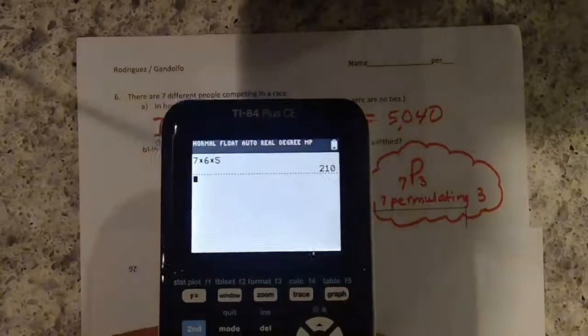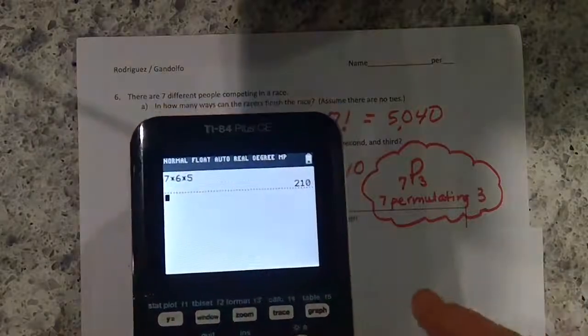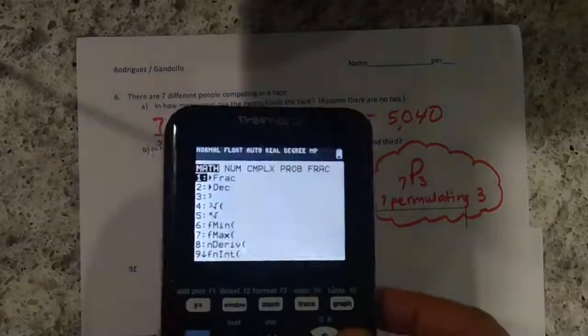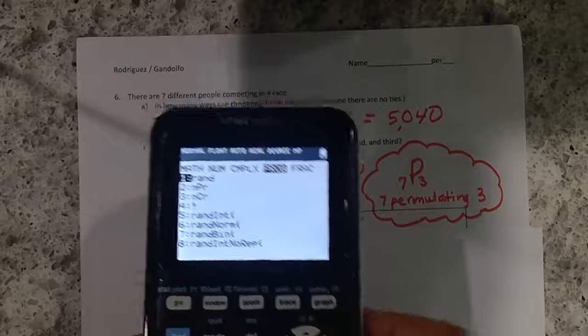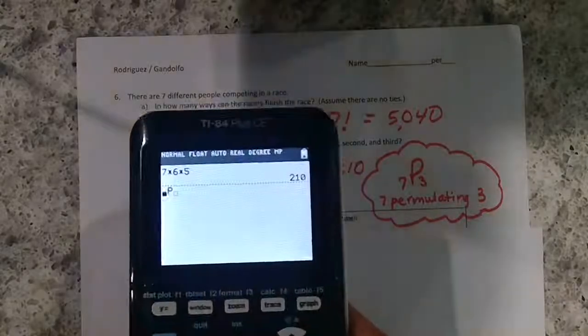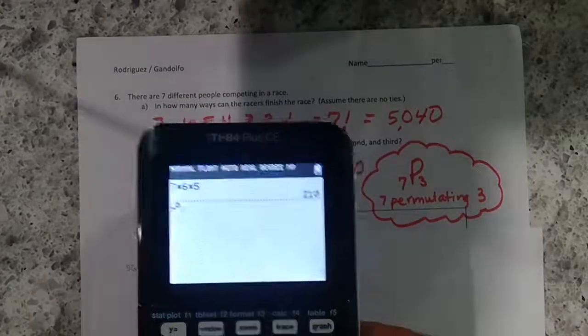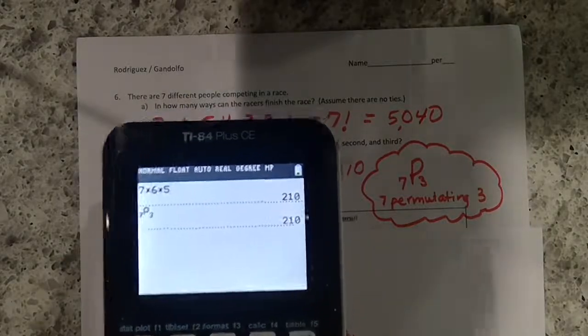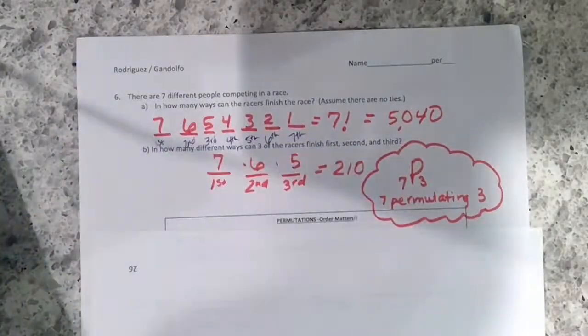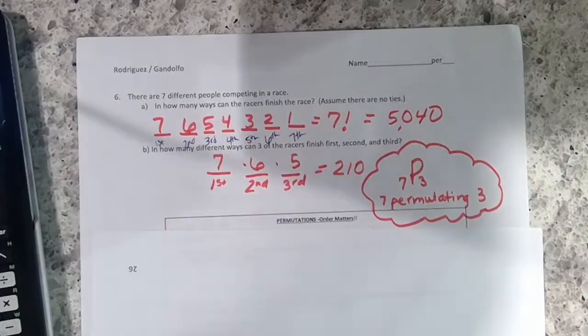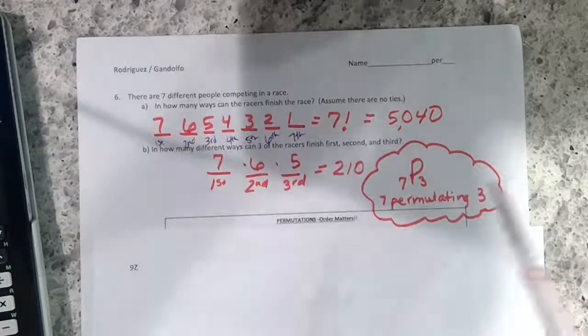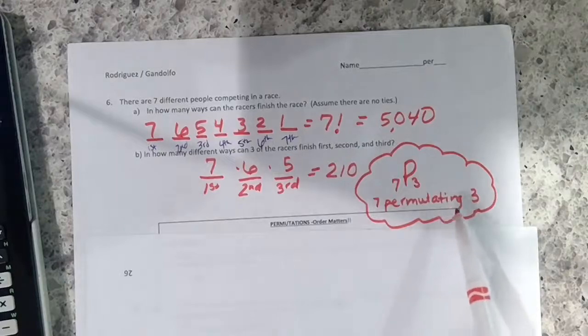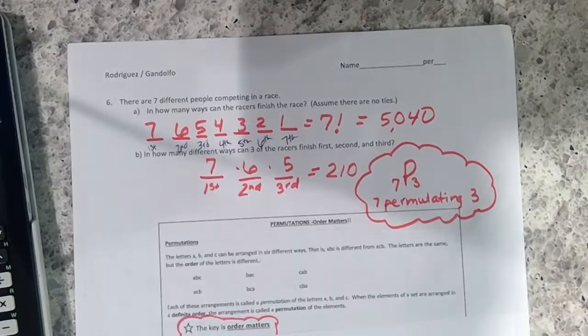If you do have your calculator, it's probably under like menu probability. So mine is under probability, and it's this one. So I would have 7 permutating 3, 210, a little bit faster. So that's if you have it. I don't believe that your cell phones do it, but your cell phones could do the formula that way. Before I go into the formula, let me explain a permutation a little bit more.